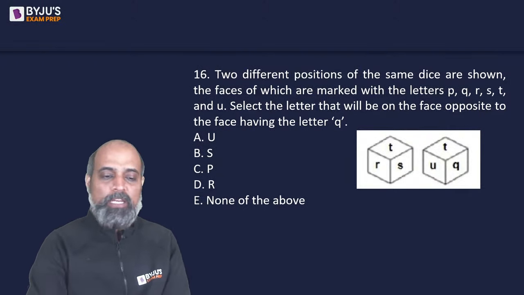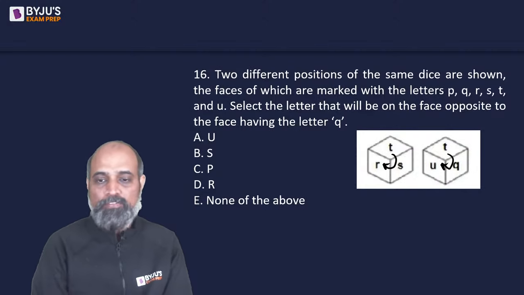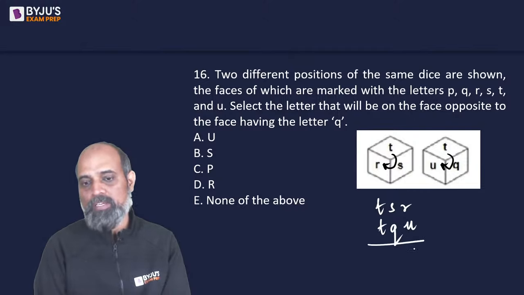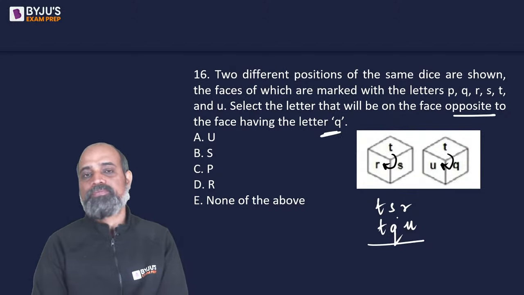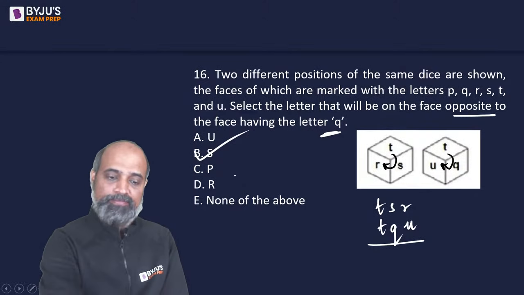So common क्या है हमारे पास इधर को? T. So T से clockwise लिख लो, इधर T से clockwise लिख लो. When we do that, we will have T, S, and R. When we take the next one, we will have T, Q, and U. So I believe you guys know which one is opposite to Q. Q के opposite में आएगा S.